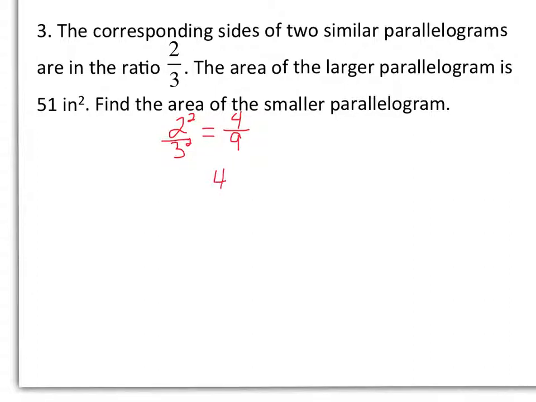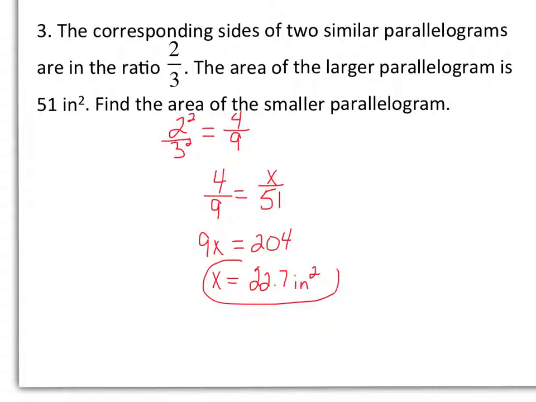So they have a ratio of 4 to 9, so that is smaller to larger, and it says the area of the larger is 51, then I can say 4 is to 9 as x is to 51. And then we solve the proportion. 9x equals 204, and x is about 22.7 inches squared. So that's the area of the smaller parallelogram.